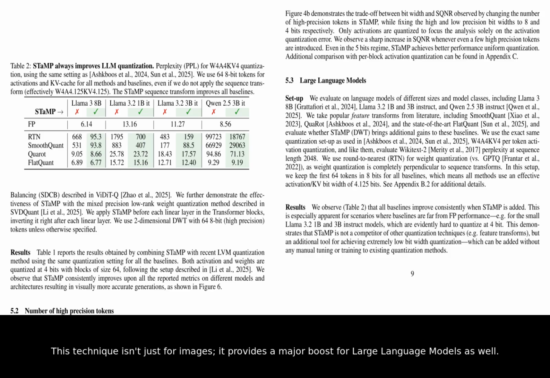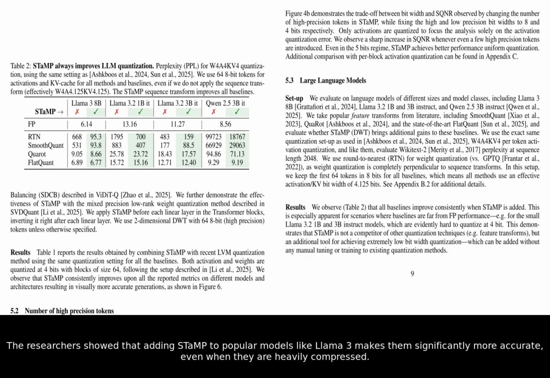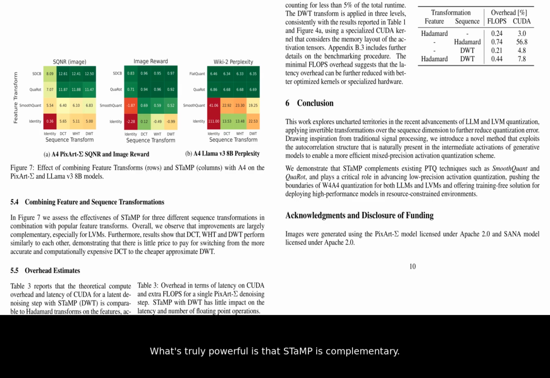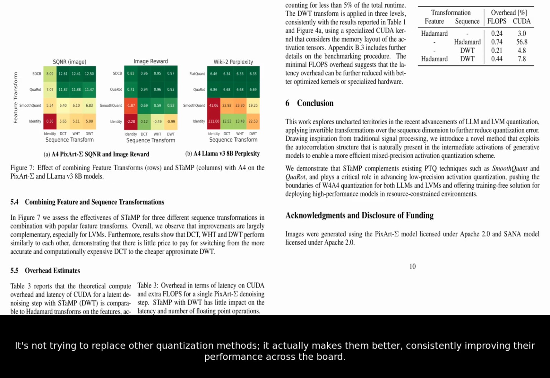This technique isn't just for images, it provides a major boost for large language models as well. The researchers showed that adding STAMP to popular models like Llama 3 makes them significantly more accurate, even when they are heavily compressed. What's truly powerful is that STAMP is complementary. It's not trying to replace other quantization methods, it actually makes them better, consistently improving their performance across the board.